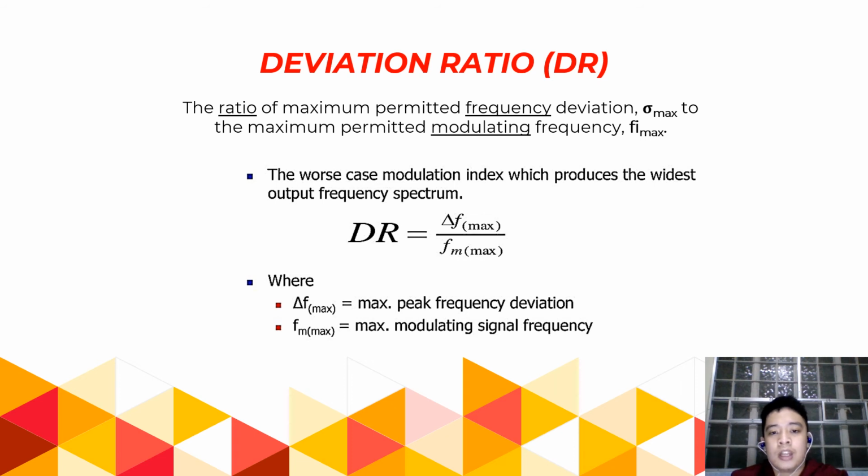So the worst case modulation index, which produces the widest output frequency spectrum, wherein DR or deviation ratio is equal to delta F max over Fm max, wherein delta F max is the maximum peak frequency deviation and Fm max is the maximum modulating signal frequency.